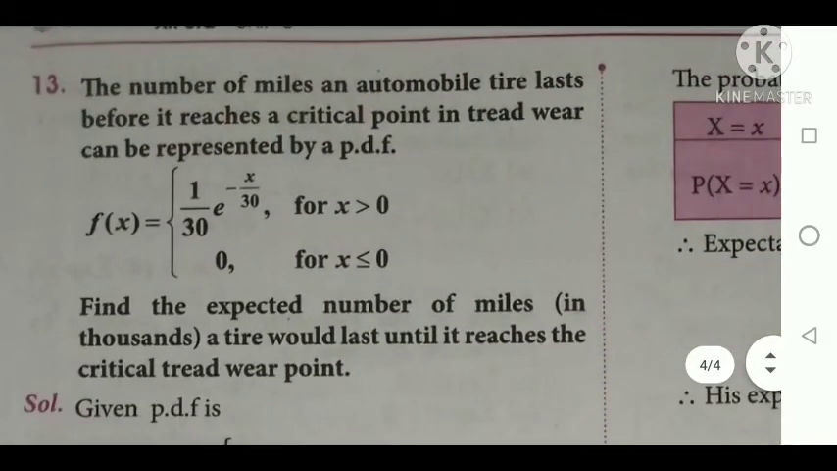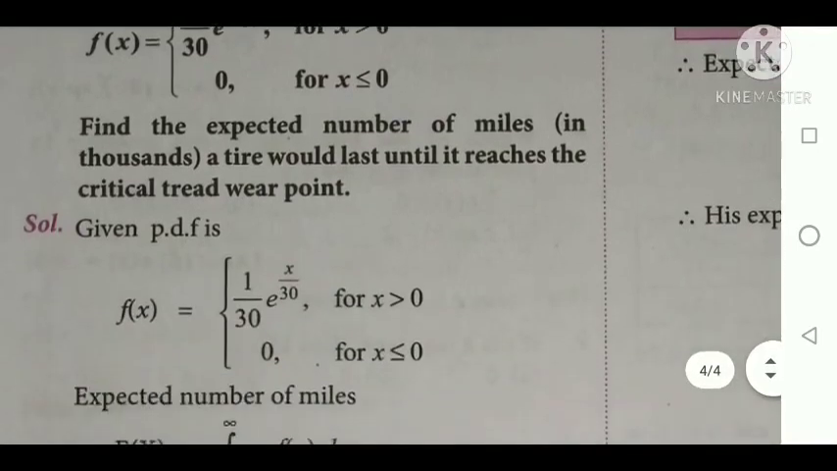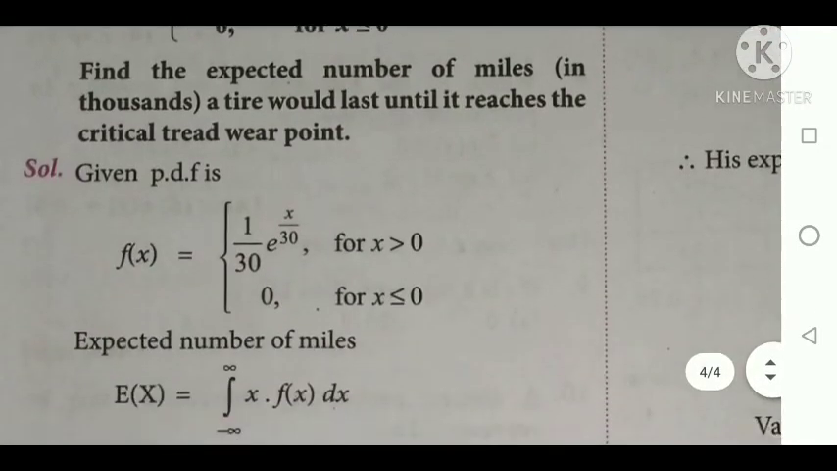Next question: the number of miles on an automobile tire lost before it reaches a critical point in treadwear can be represented by a probability density function, f of x equal to 1 by 30 e power minus x by 30 when x is greater than 0, and when x is less than or equal to 0 it is 0. Find the expected number of miles in 1000 a tire would last until it reaches the critical treadwear point. Here the PDF is given as f of x equal to 1 by 30 e power minus x by 30 when x is greater than 0.